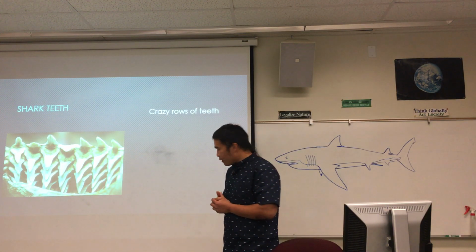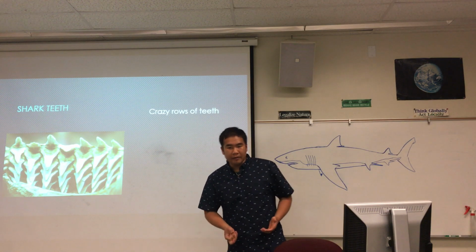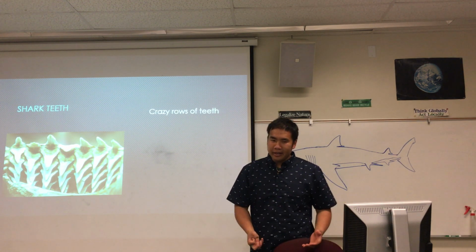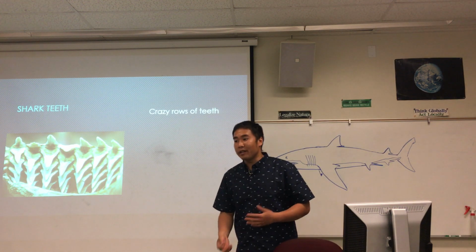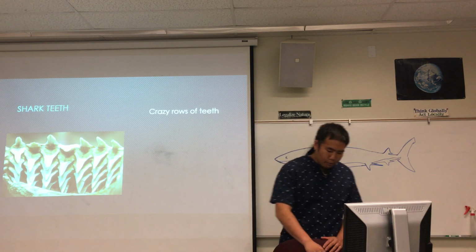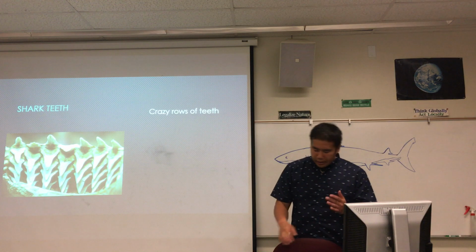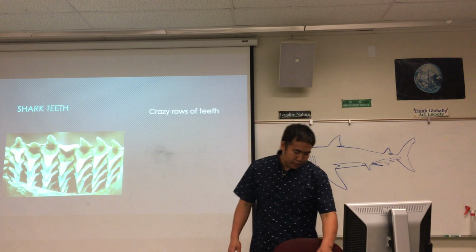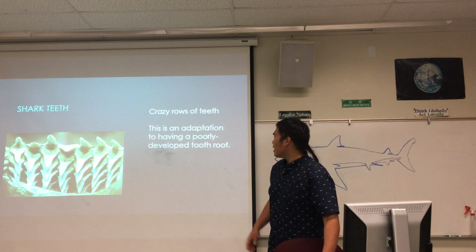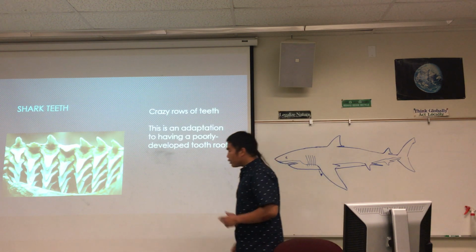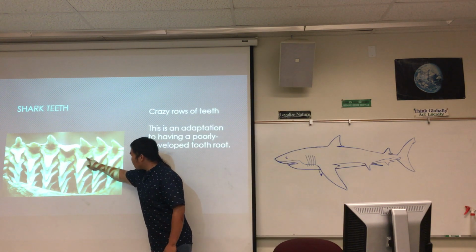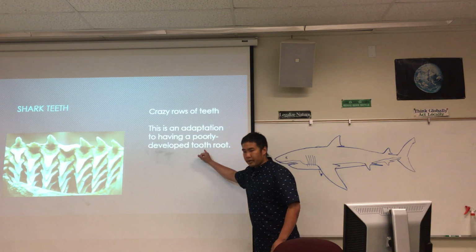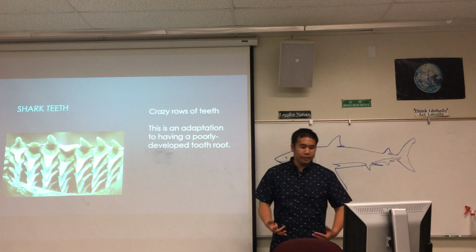So if a shark loses teeth, it has a steady supply of teeth in the back that it can use in the future, and it will keep growing teeth in the back so that it has a supply for the rest of its life. So why would they need that? You only lose teeth once in your life, and after that, it's permanent. To talk about that, we'll have to look at the anatomy of their tooth, and it turns out it's because the root of a shark tooth is very poorly developed. It has a very weak tooth root.